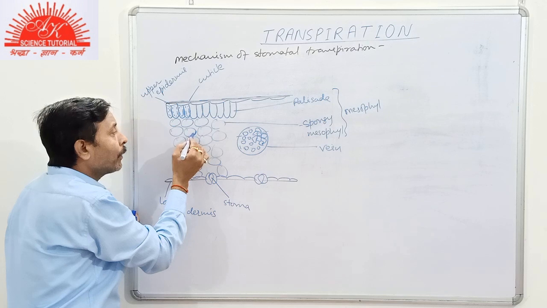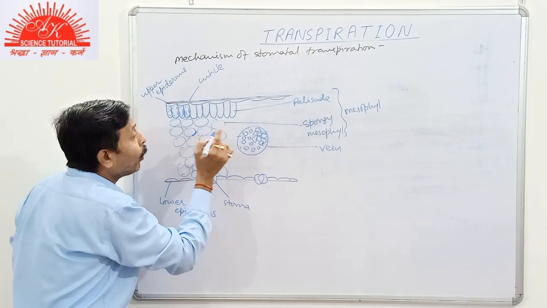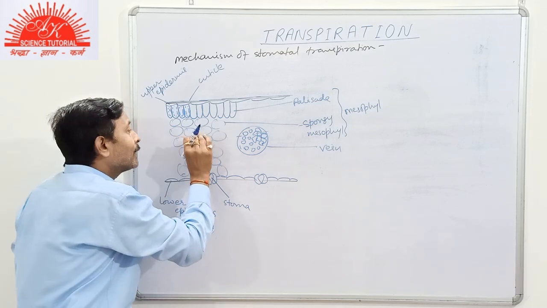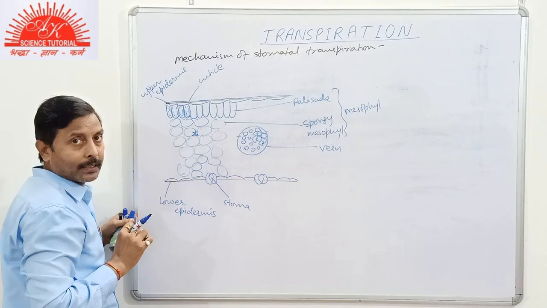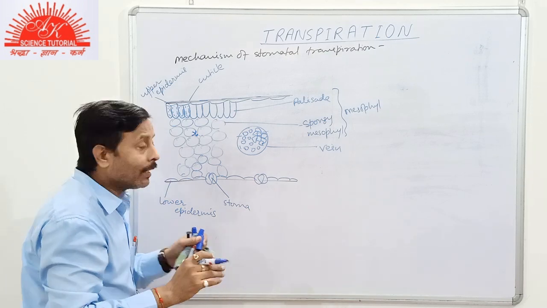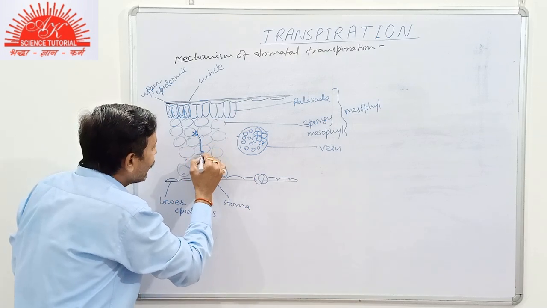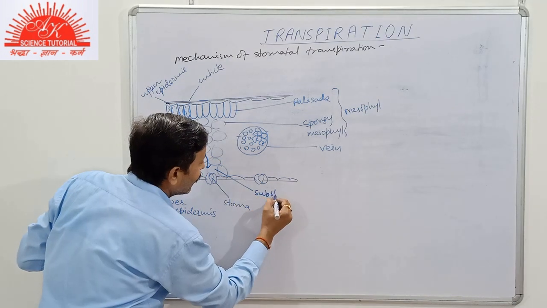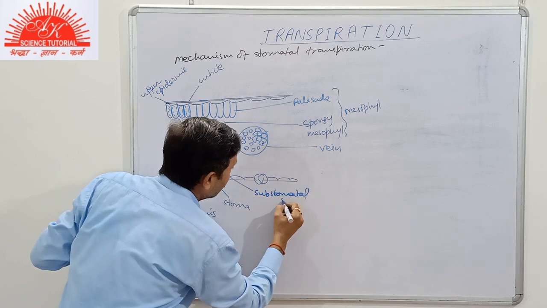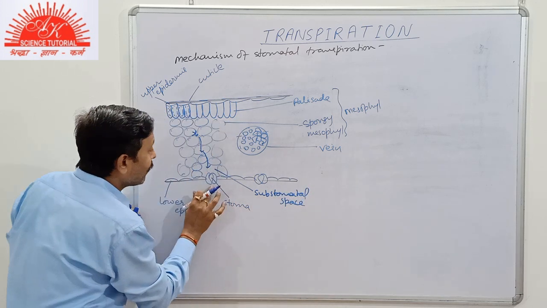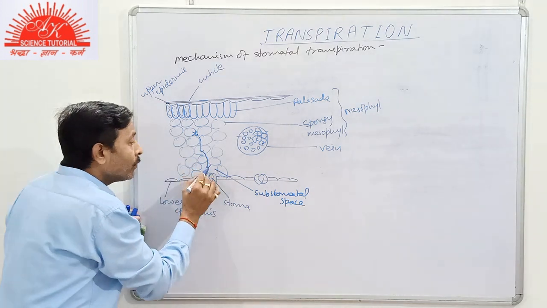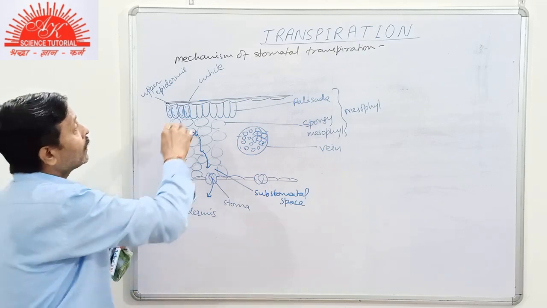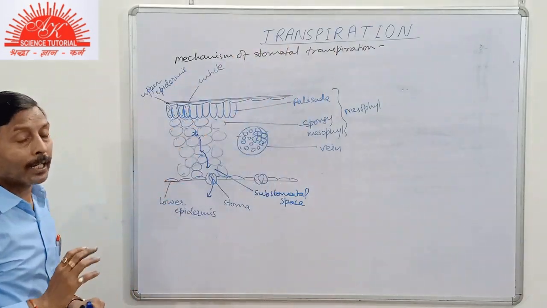From the moist surface of the spongy mesophyll cells, water evaporates and saturates the air in the space. This saturated air gradually diffuses into the substomatal space, that is the space above the stoma. And from this substomatal space, water evaporates into the air. So this is the mechanism of stomatal transpiration.